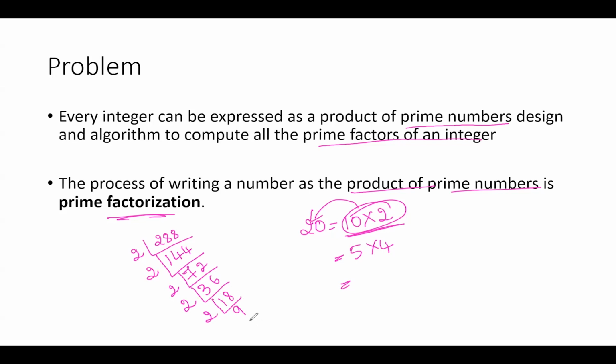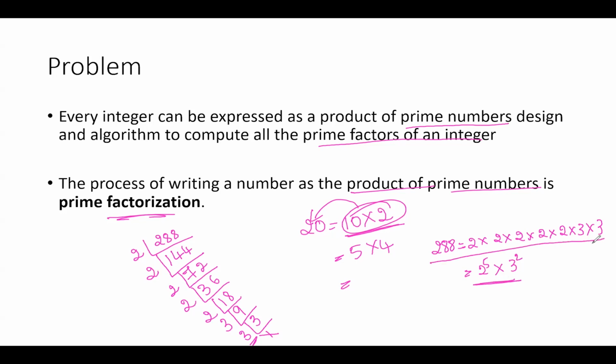Next, we have to check the next prime number. Of course, it is 3. So 3 3s are 9. And once again, I can divide: 3 1s are 3. And we will not take 1, but we can end it here, which means I can easily write 288 as 2 into 2 into 2 into 2 into 2 into 3 into 3, which is nothing but 2 to the power 5 into 3 square. So this is the prime factorization of 288.